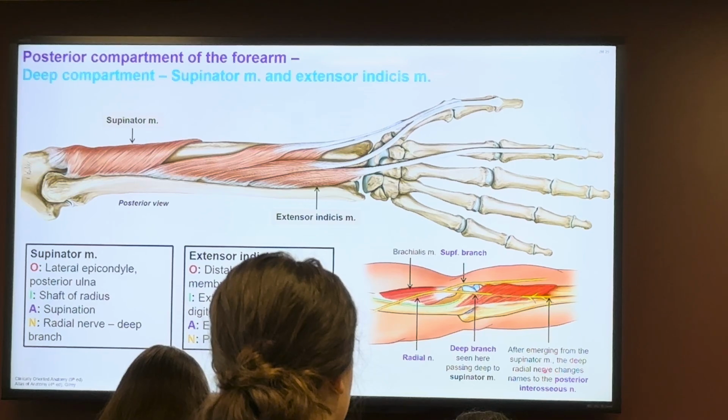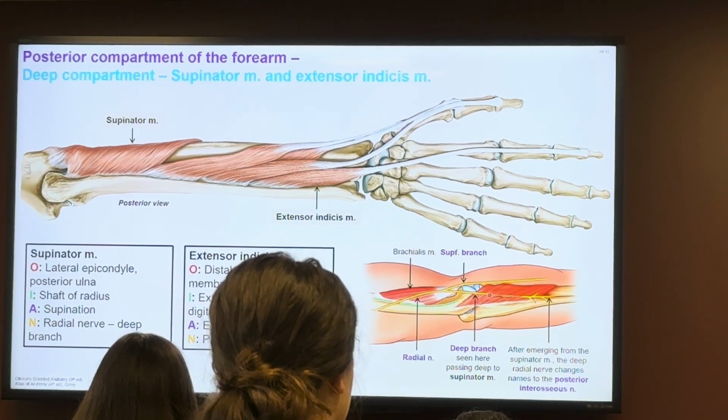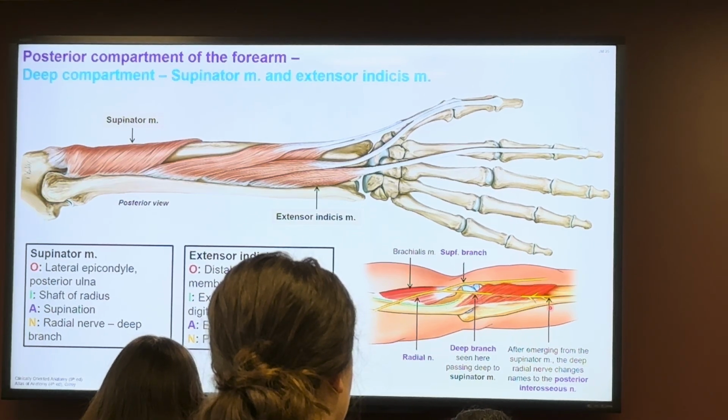That's pretty much it. There's not too many crazy branches with the radial nerve. So radial nerve wrapping around the humerus, splitting into the superficial branch, which is a cutaneous sensory branch for the hand, and then the deep branch, which is a motor branch. The deep branch passes under or through and then out of the supinator muscle and changes names to the posterior interosseous nerve.